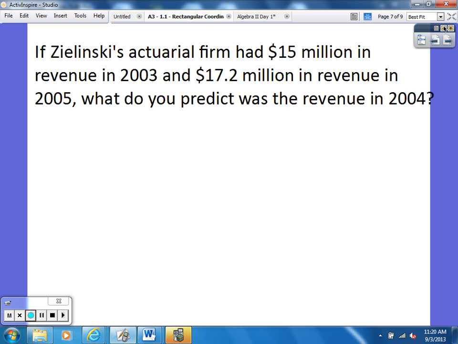This is using what we've actually talked about in real life and how they would use it in real life.